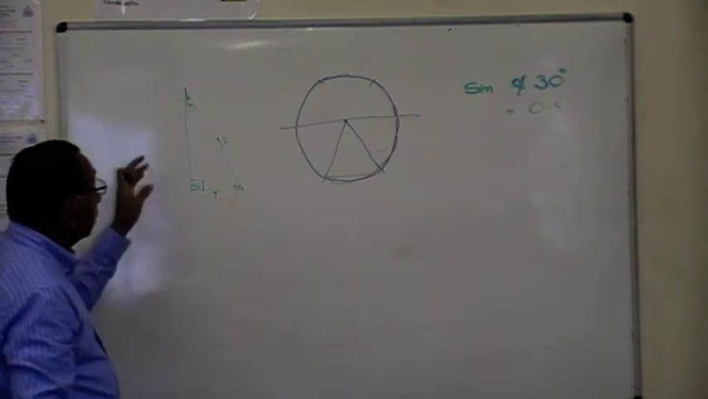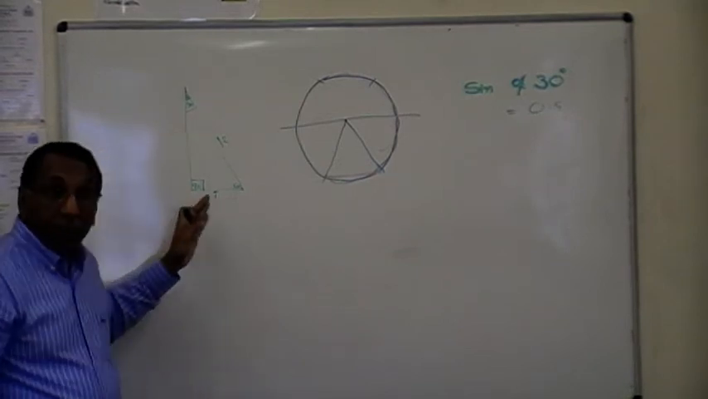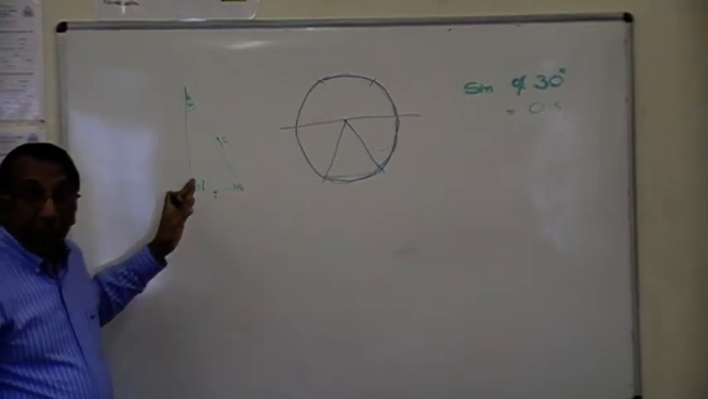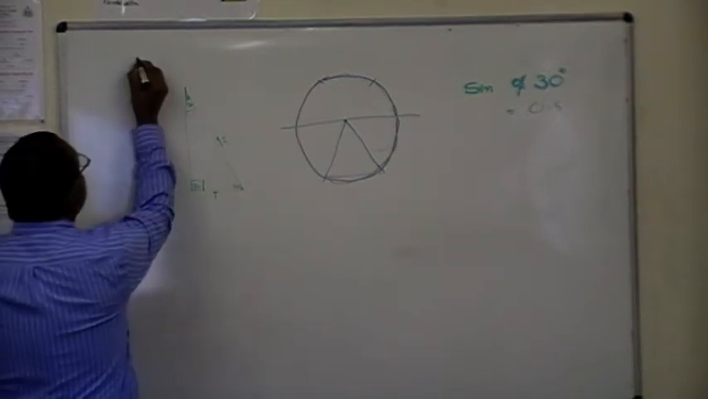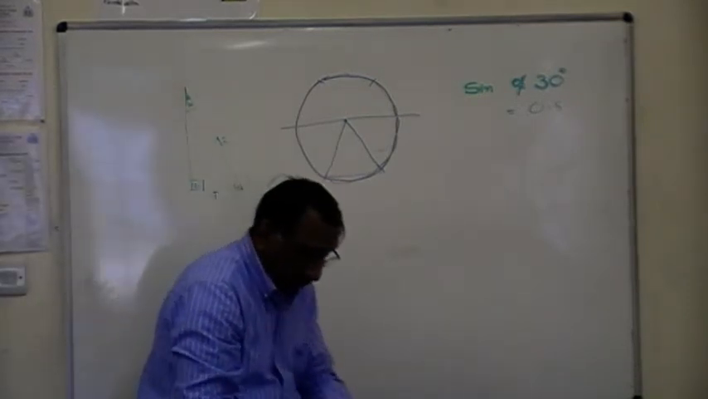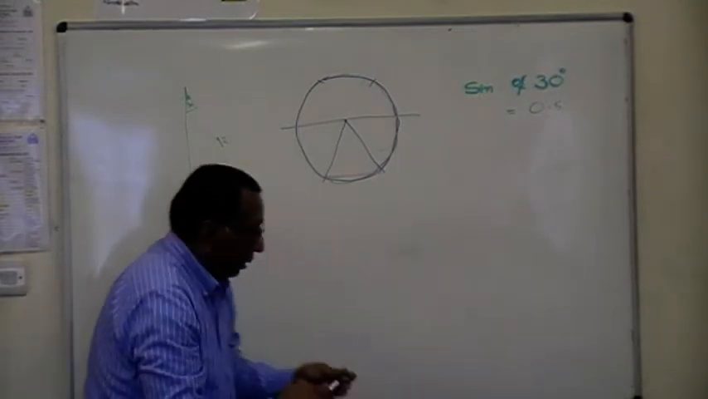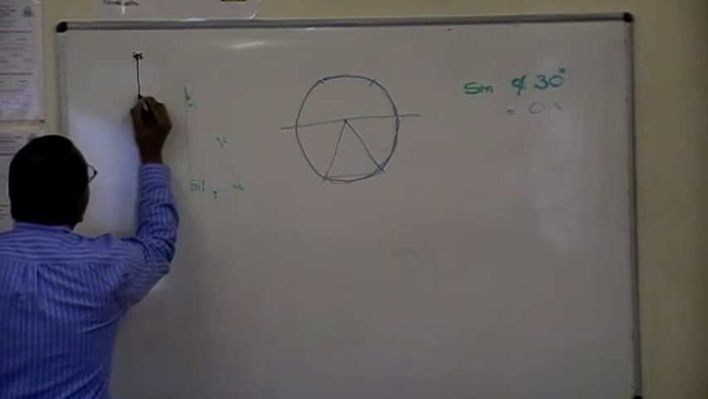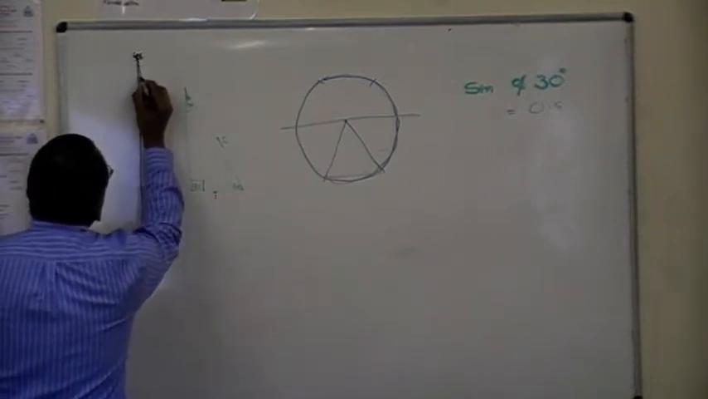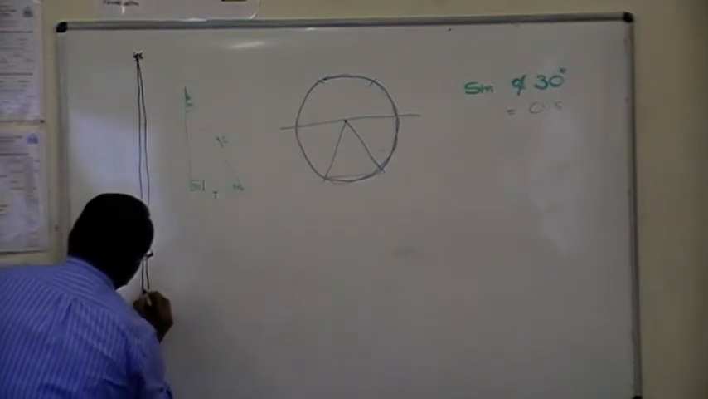Now, when we say shadow of this object, that is actually tangent. But why am I saying shadow is a sine? Because in space everything is too far. The sun is too far, so we get a very narrow angle from Earth.